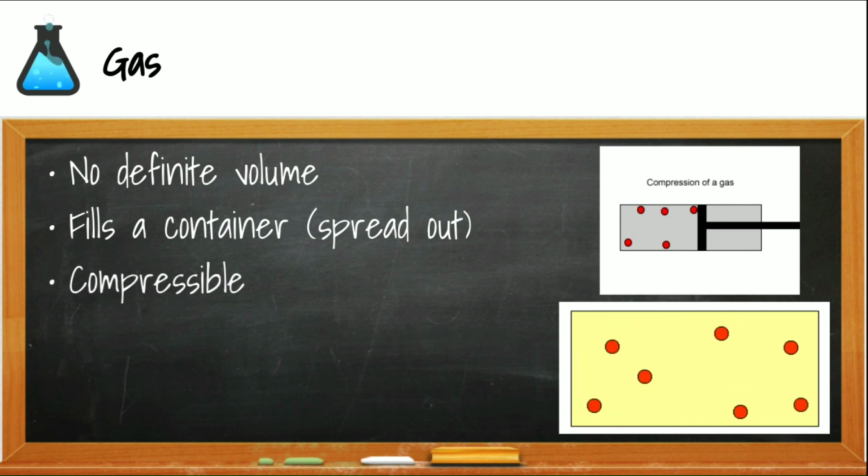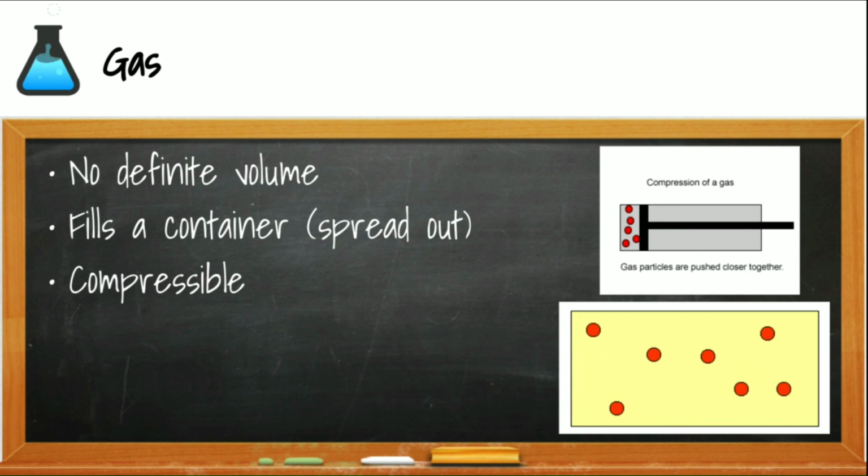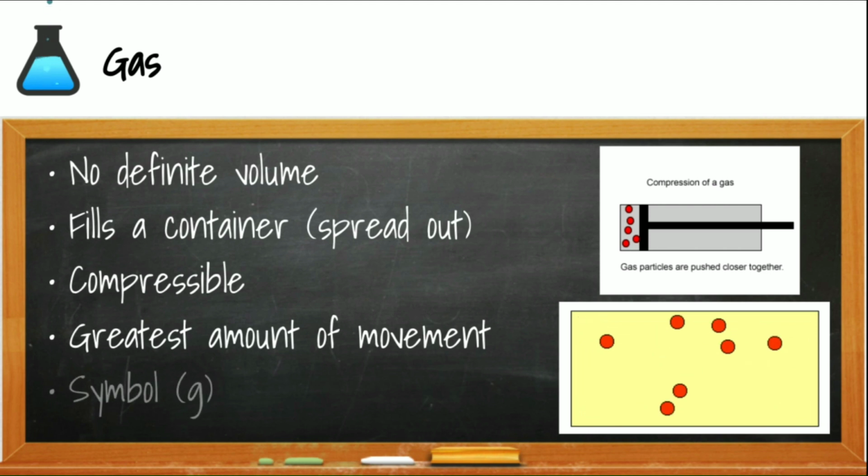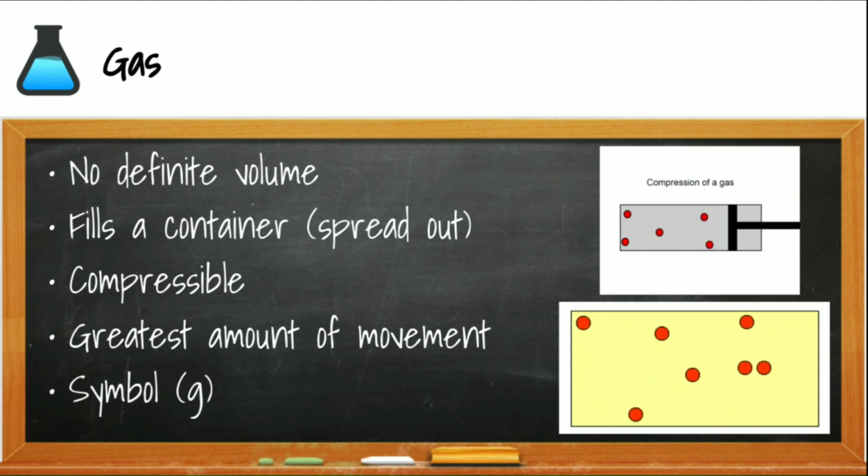Gases have no definite shape. They always, again, uniformly or completely fill their containers. Gases are compressible because they have so much space between their particles. The symbol G is used to symbolize a gas.